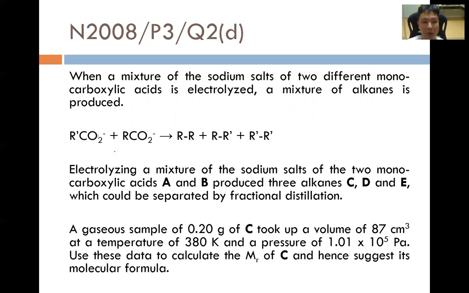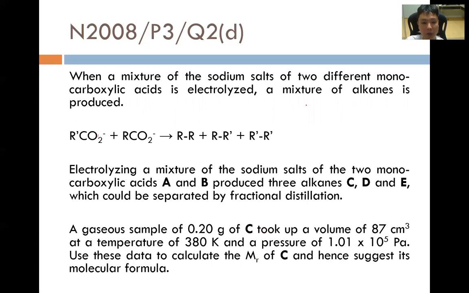Electrolyzing a mixture of the sodium salts of the two monocarboxylate acids A and B will produce 3 alkanes C, D, and E, which could be separated by fractional distillation. A gaseous sample of 0.2 grams of C took up a volume of 87 cm3 at a temperature of 380 Kelvin and a pressure of 1.01 times 10 to the power of 5 Pascal. Use this data to calculate the MR of C and hence suggest its molecular formula.